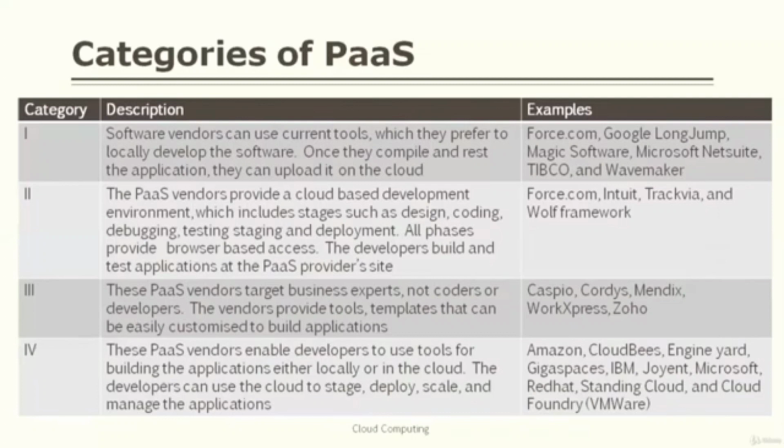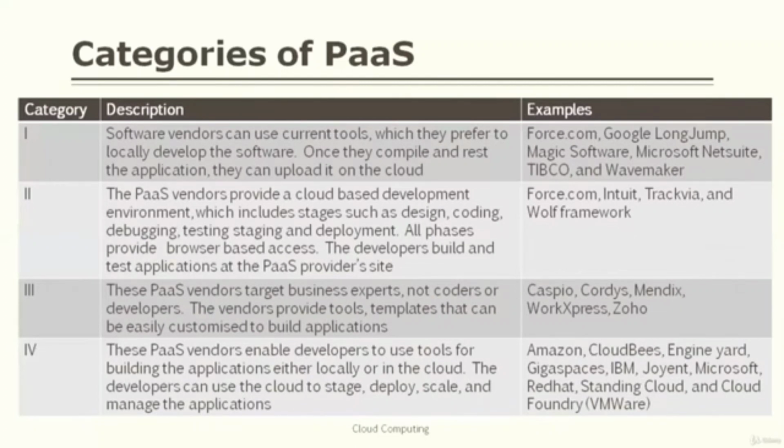Now, category 3. In category 3, these PaaS vendors target the business experts, not coders or developers. The vendors provide the tools and templates that can be easily customized to build the application. Examples of this are Caspio, Cordys, Mendix, WorkXpress, Zoho.